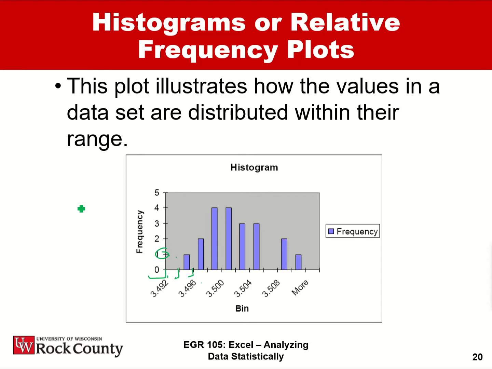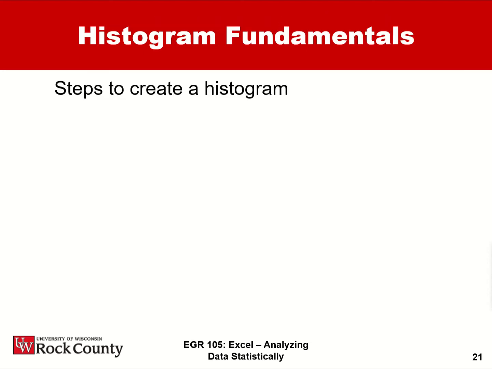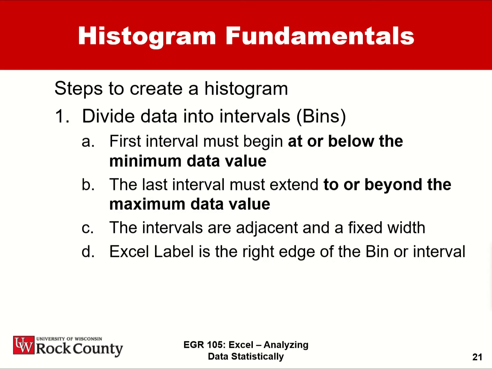So let's take a look. How do we create this histogram? What are the steps that we need? What we need to do is first divide our data into intervals, or we call them bins, right? And the first interval must begin at or below the minimum data value, okay? And the last interval, the high one, the maximum one, must be higher than the maximum data value. And these intervals are essentially adjacent to each other and a fixed width. So these bins are a specific width. All right. In Excel, we label the right edge of the bin.